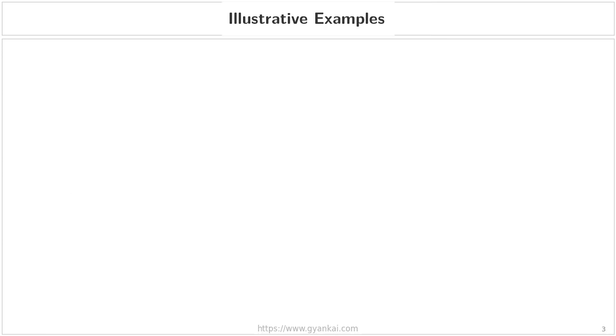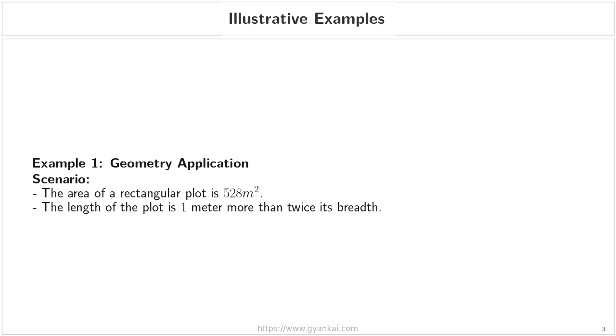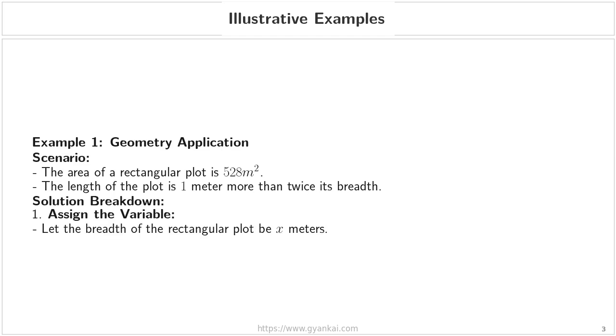Illustrative examples. Now that we have understood the theoretical steps of mathematical modeling, let's put them into practice with our first concrete example, which is a geometry application. Take a look at the scenario presented here. We are dealing with a rectangular plot of land. We are given two key pieces of information. First, the total area of this plot is 528 square meters. And second, there is a specific relationship between its dimensions, where the length is 1 meter more than twice its breadth. To solve this, we will follow the four-step process we just discussed.